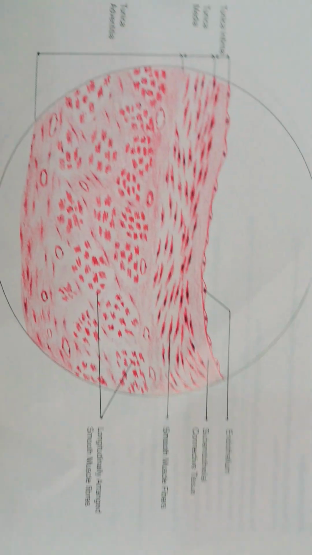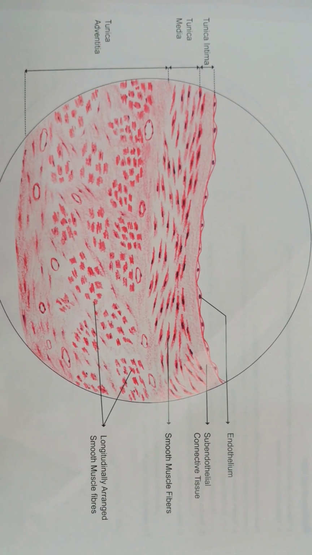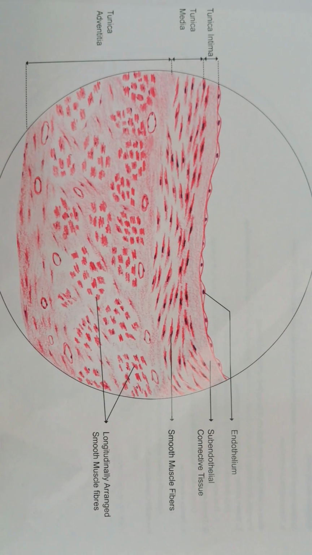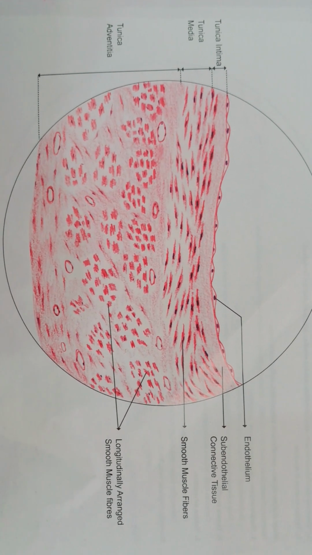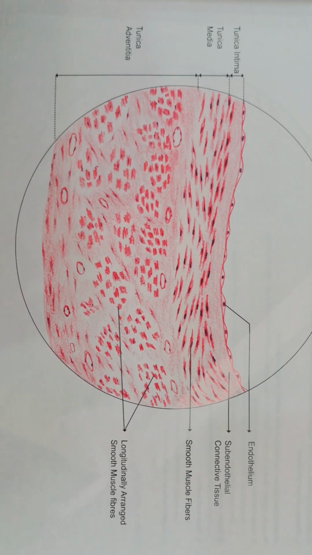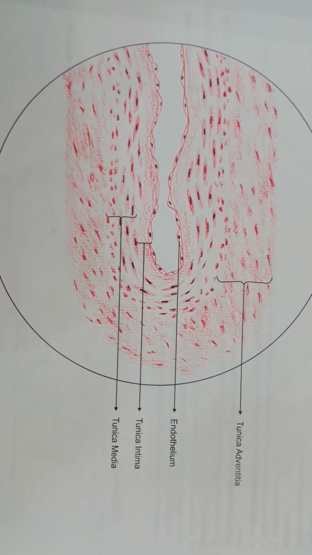And let us see large vein. In large vein we can see the intima, media and adventitia, endothelium, subendothelial connective tissue and smooth muscle fibers in media, and in adventitia we can see longitudinally arranged smooth muscle fibers. And this is medium-sized vein.